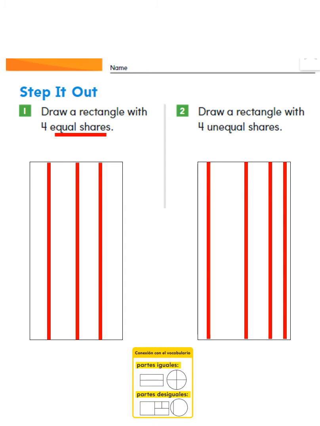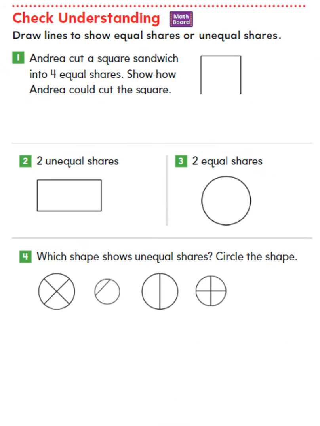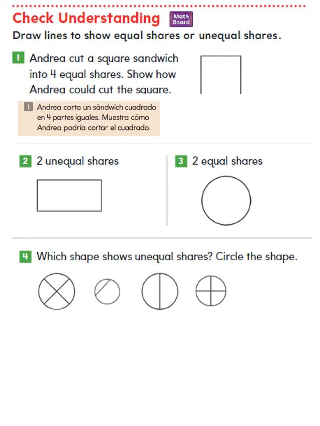All right, boys and girls, let's go on. On this next part, we're going to check your understanding. This is for you to do independently, okay? We are going to draw lines on ways to show equal shares and unequal shares. I will read it to you. Number 1, Andrea cut a square sandwich into 4 equal shares. Show how Andrea could cut the square.